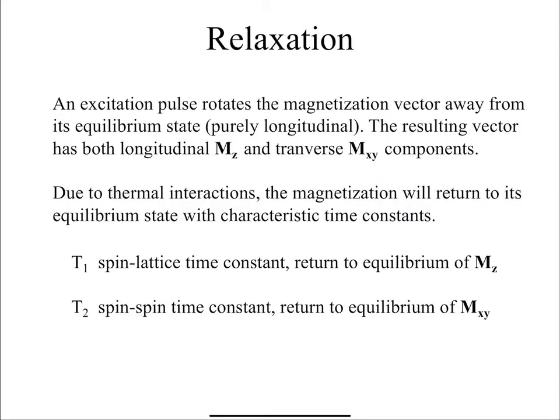There are two main types of relaxation: longitudinal relaxation and transverse relaxation, and they have time constants, T1 for longitudinal and T2 for transverse. So we're going to talk about both.